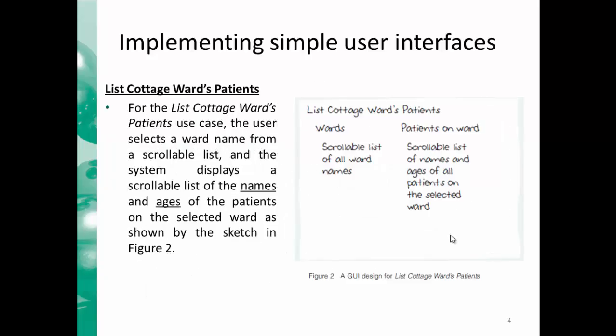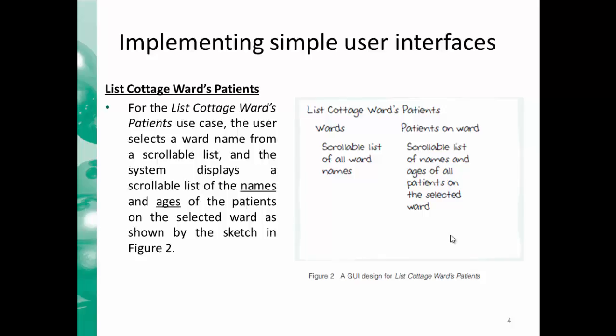Let's take the first use case, list Cottage ward patient. For the list Cottage wards patient use case, the user selects a ward name from a scrollable list, and the system displays a scrollable list of the names and ages of the patients on the selected ward as shown by the sketch on figure 2.